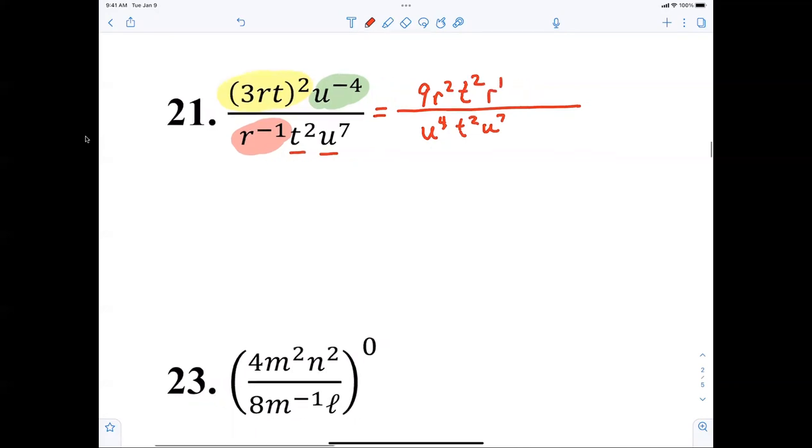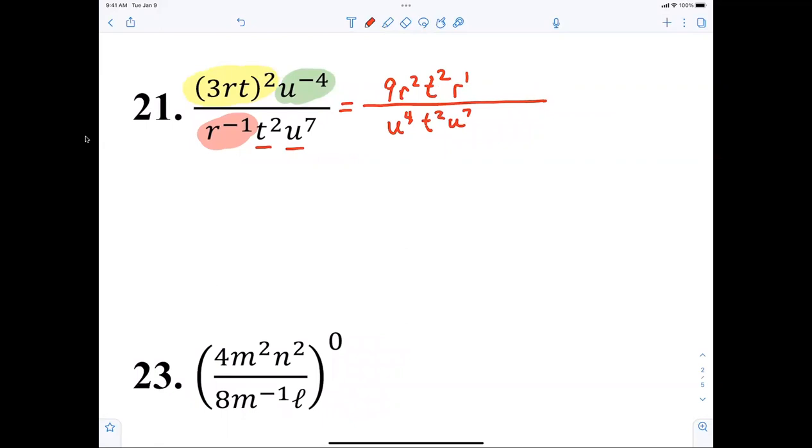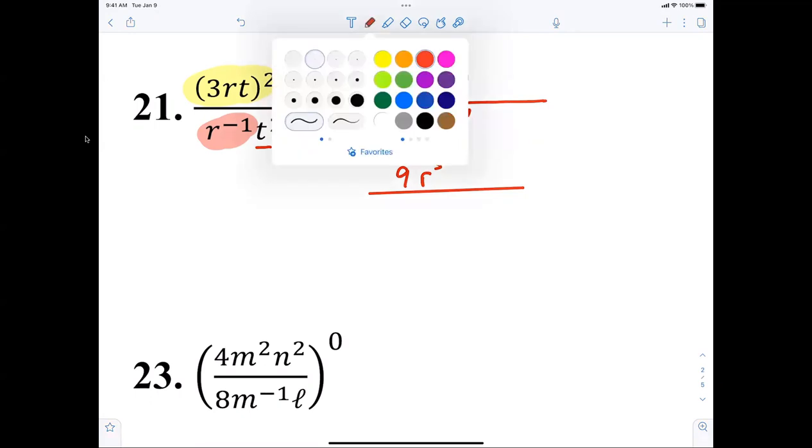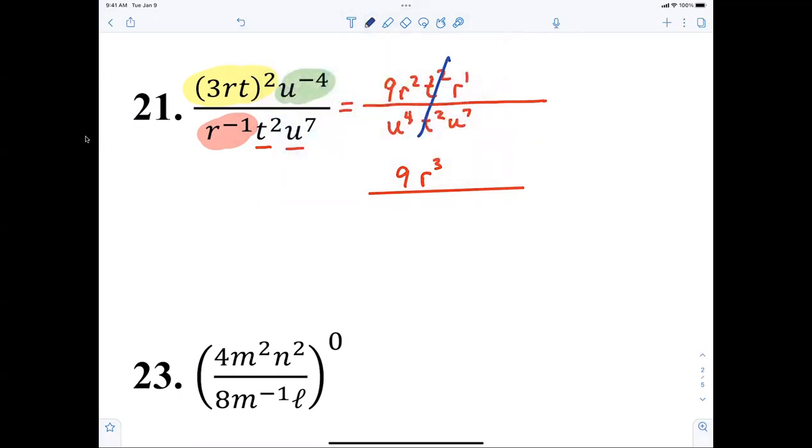Now from there, the numerator. Is there anything I can do with the numbers? What numbers am I talking about? Just 9. That's a number. Everything else is an exponent. So 9 stays. How many R's on the top now? 3. What happens to the t squared? It cancels. And then on the bottom, you add the u's together. U to the 11th. That takes some patience, guys.